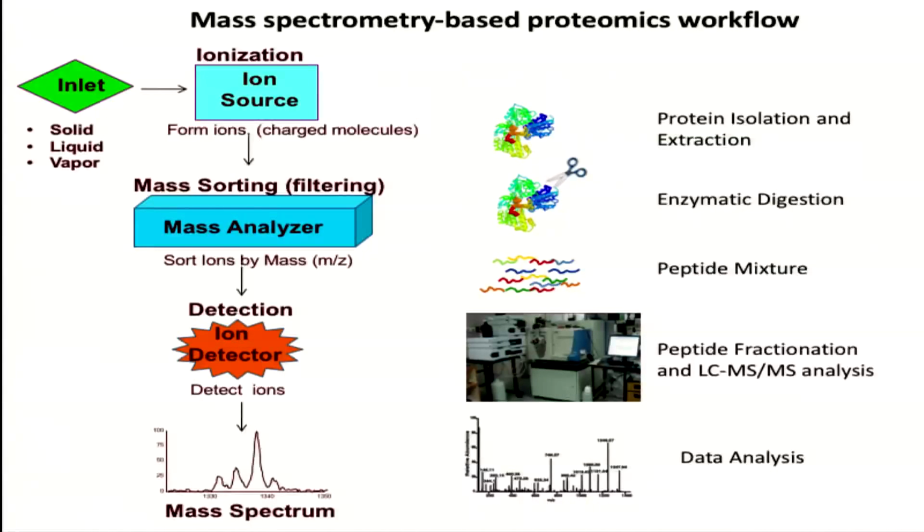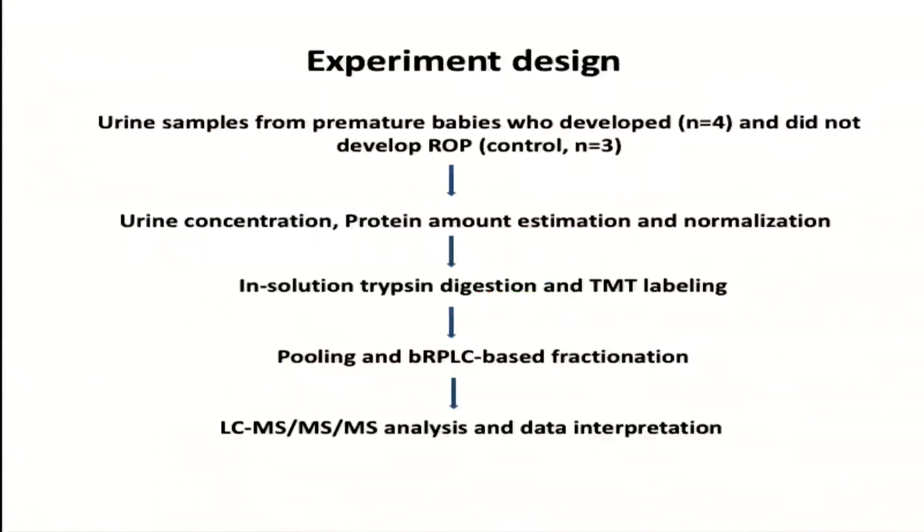The proteins are first isolated and extracted from the tissue of interest, and subjected to enzymatic digestion to yield a mixture of peptides. The enzyme commonly used is trypsin. The peptide mixture is then further fractionated and subjected to a mass spectrometry-based analysis, and the data is further analyzed.